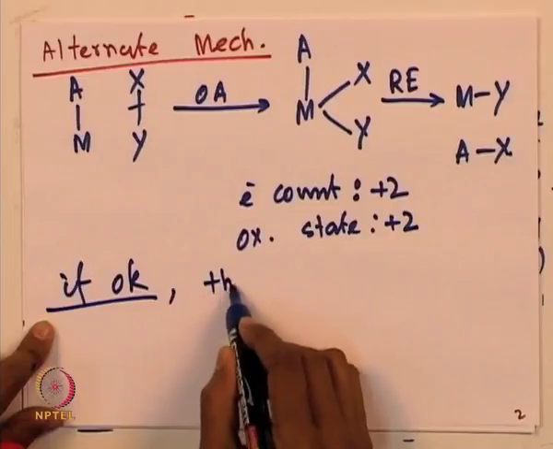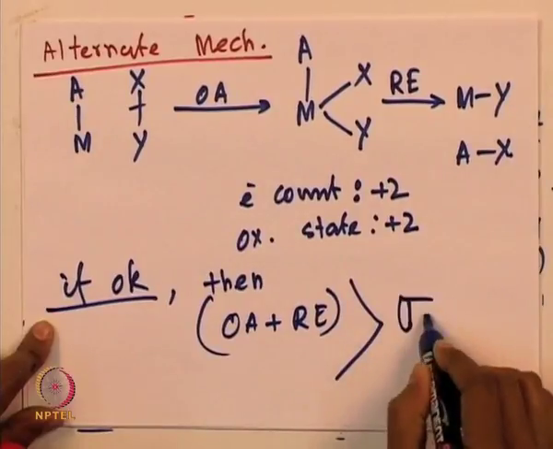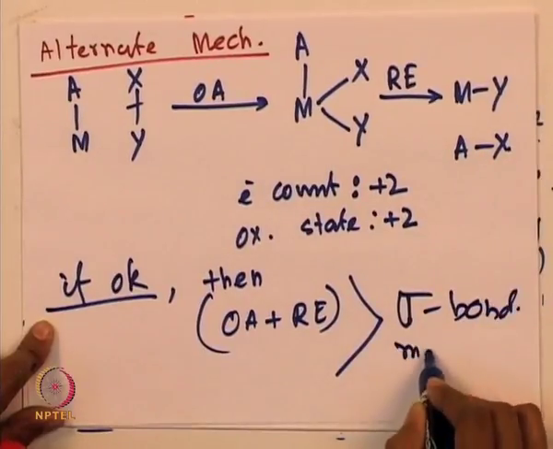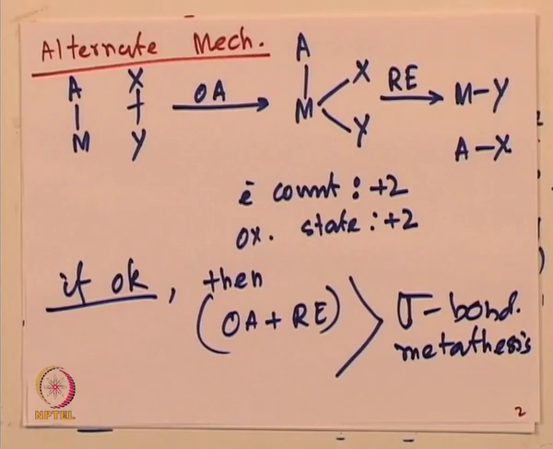If possible, oxidative addition plus reductive elimination are going to be more preferred than sigma bond metathesis. That is the most important thing to understand: most often we see a sequence of oxidative addition and reductive elimination. Both can give you exactly the same compound, and most often oxidative addition and reductive elimination is energetically favorable, the preferred pathway compared to sigma bond metathesis. But there are situations where the oxidative addition reductive elimination sequence is not likely, and therefore sigma bond metathesis is the only pathway.